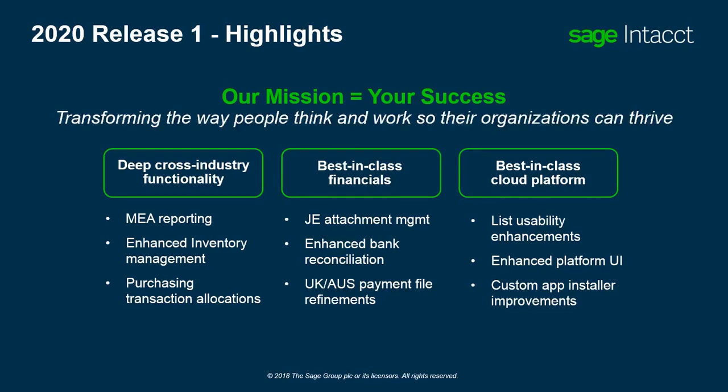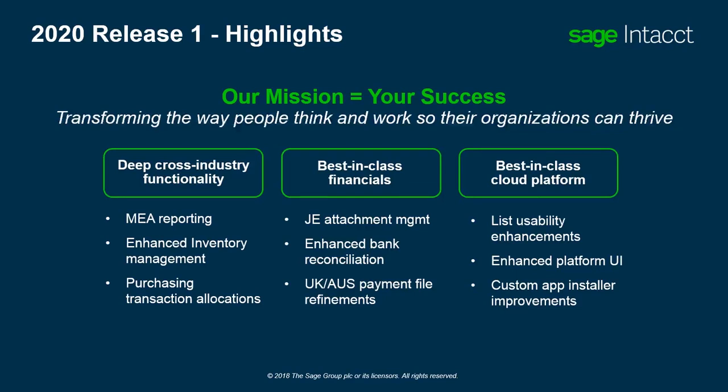allocation of shared costs. Best-in-class financials enhancements enable you to transition from point-in-time backwards visibility at the end of the month to continuous real-time visibility. Highlights include streamlined attachment management on journal entries for easier visibility into supporting documentation, bank reconciliation enhancements that save time and effort during the close, and enhanced outbound electronic payments for UK and Australia.